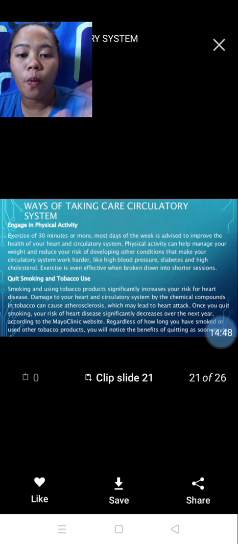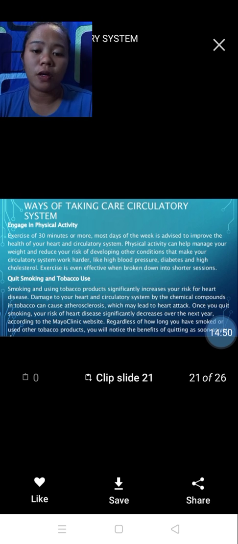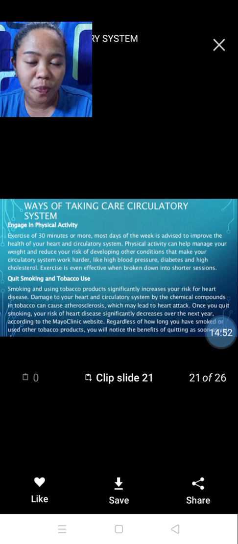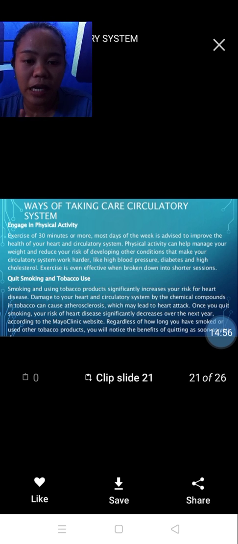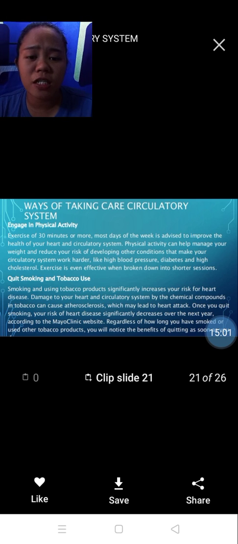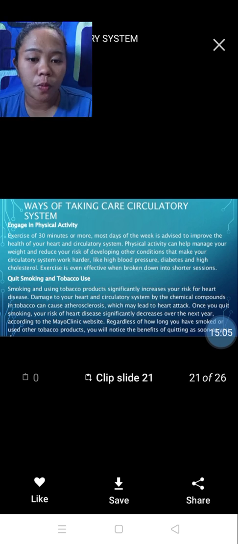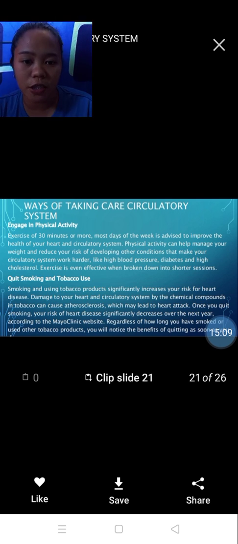So, ways of taking care of the circulatory system. How can you take care of your circulatory system? So we need to engage in physical activity. You need to exercise at least 30 minutes or more most days of the week, which is advised to improve the health of your heart and circulatory system.